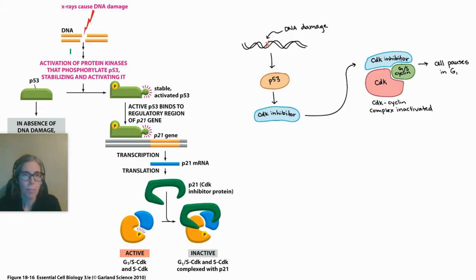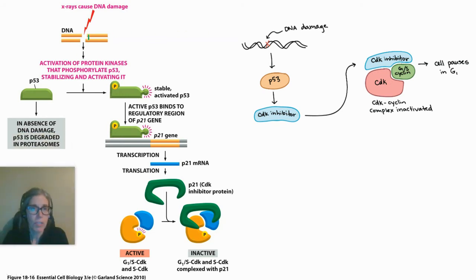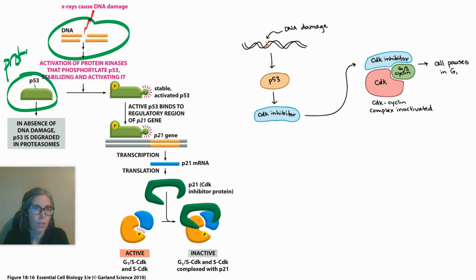Here's probably my best picture of it. So here is DNA damage somewhere, and that is going to activate some protein kinases that will phosphorylate p53. This is the protein. And you can tell by the picture, because here's DNA, it's a double helix, right? Two strands, and this is just a globby thing. That's the p53 protein. It is inactive, and if there's no DNA damage, it's eventually going to get broken down. But if there is DNA damage, p53 will get phosphorylated.